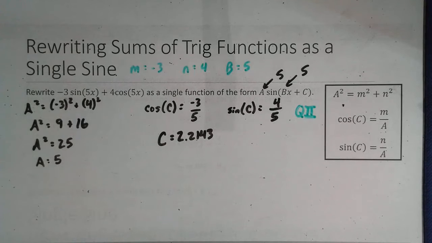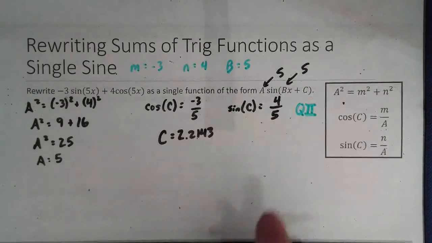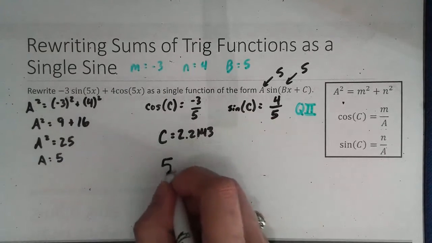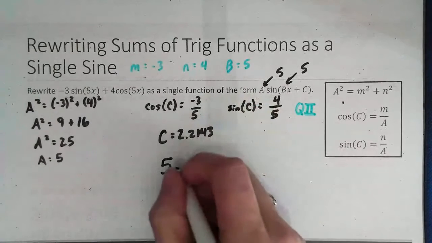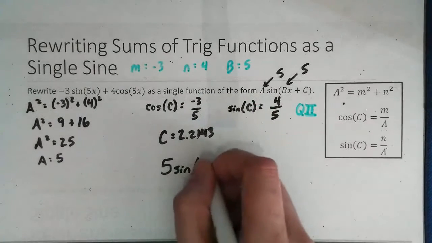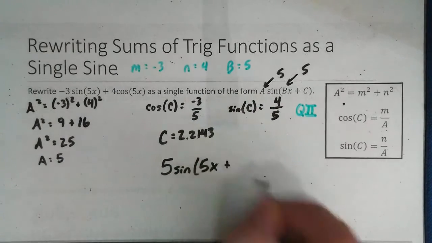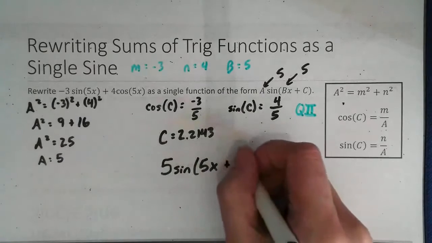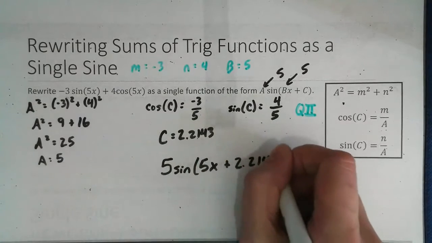So now that I know what c is, I can plug that in, and I'm going to get that this can be rewritten as 5 times the sine of 5x plus my c value, 2.2143.